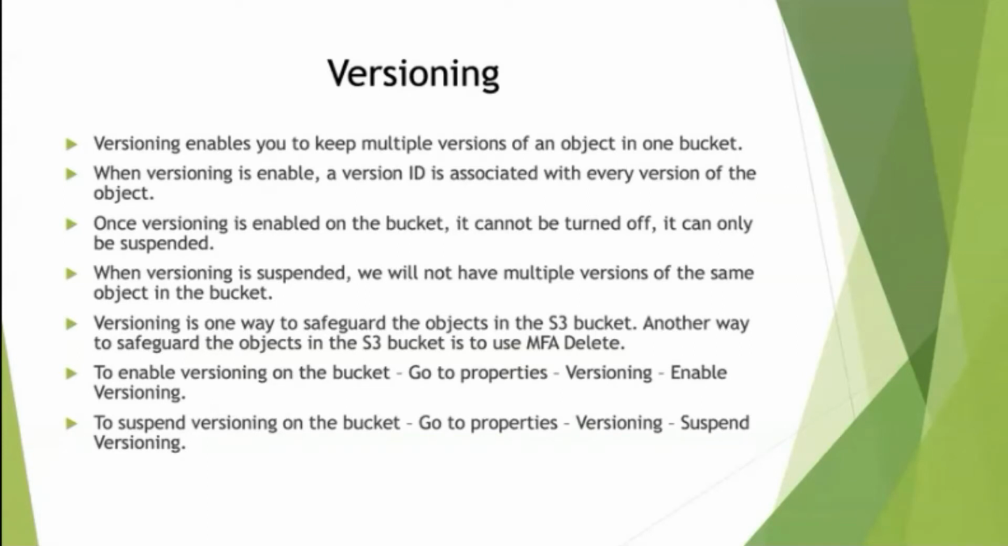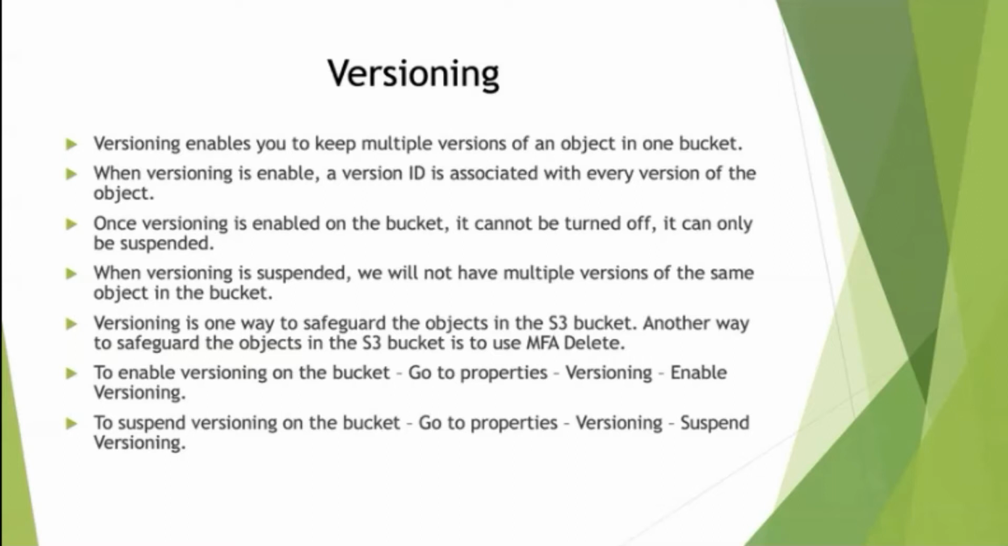When versioning is enabled, a version ID is associated with every version of the object that you store. So let's say for the first time you upload an object, that object has a version ID auto-generated and associated with it. Let's say 1 or 2 days down the line, you update the object and upload the same object to the S3 bucket, maintaining the same file name, that means the same key name. Automatically a second version of the object is created, and a version ID is associated with it.